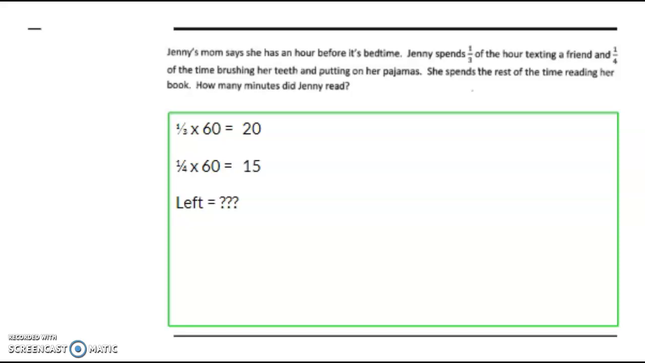So now we have to figure out how much time she has left. So far she spent 20 minutes texting a friend and 15 minutes getting ready for bed. So what we need to do is find out how much time she has left over in that hour to read. So what I'm going to do is set it up. I'm going to look at these 2 numbers, my 20 and my 15. I'm going to add them together, and I'm going to find that whatever's left over is going to be 60 minus 35. So from here, I'm going to let you go ahead and work on this problem so you can find out how much time she has left.